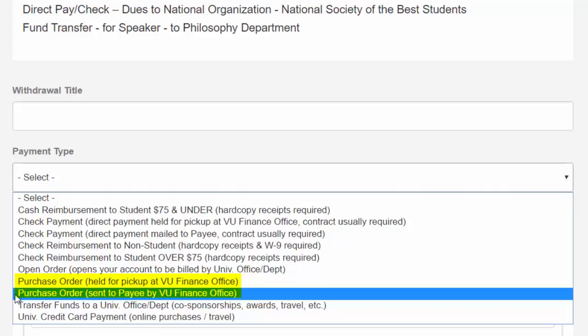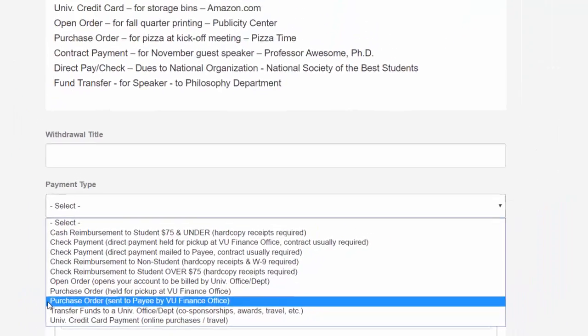Similar to the open order, with a purchase order, you don't have to have the exact amount figured out. If you were going to Fred Meyer to buy decorations for an event and you knew you were going to spend maybe around $85 and you wanted to get a purchase order for $100 just to be safe, that would be fine. You might even get to the store and only spend $73. No problem. You're only going to be charged for the $73, and the $100 on the purchase order was just a cushion to be safe.